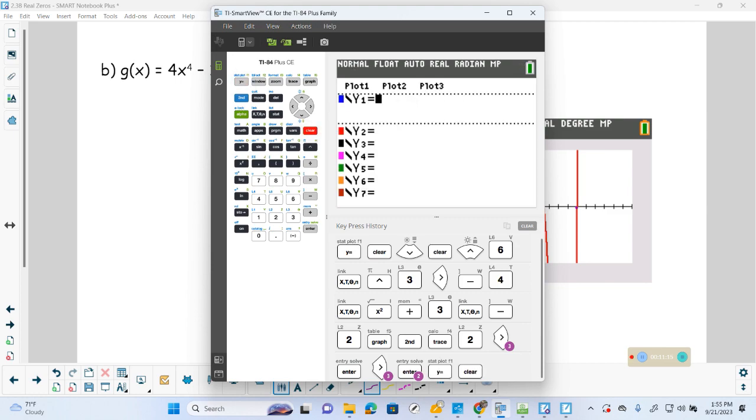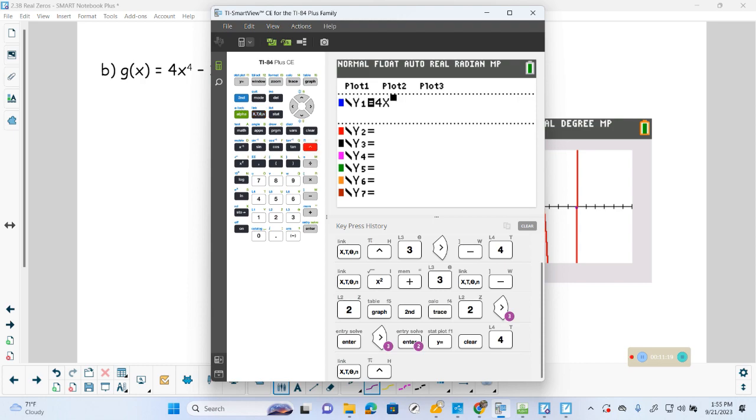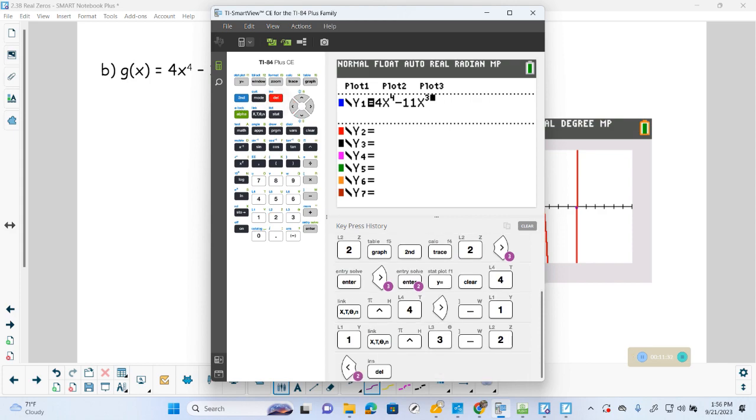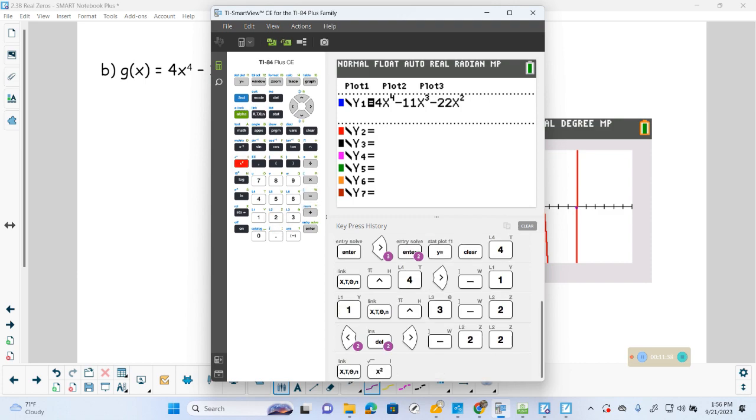So again, y equals, clear it out and just start typing it in. 4x to the 4th. What do we got? Minus 11x cubed. Minus 22x squared. And plus 8x. Okay, got it.